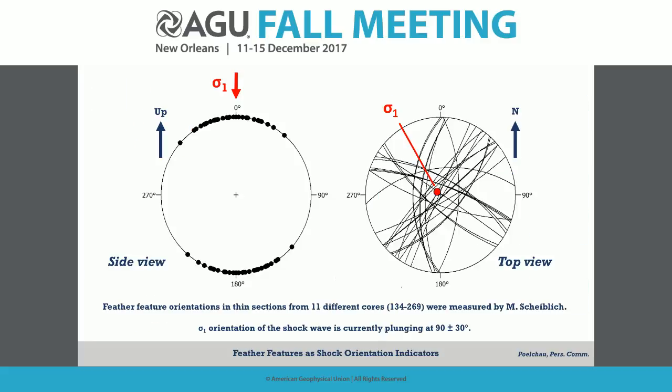Okay, moving swiftly on to some more universal stage measurements. Thankfully, I didn't do these ones. These were done by Martin Schleiblich of the feather feature orientations. Now, the orientations that have been measured indicate that the sigma 1 orientation in the present day orientation of the core is vertical. So what this means is that the orientation at which the shock wave is going through these rocks in the current orientation is vertical at the moment.